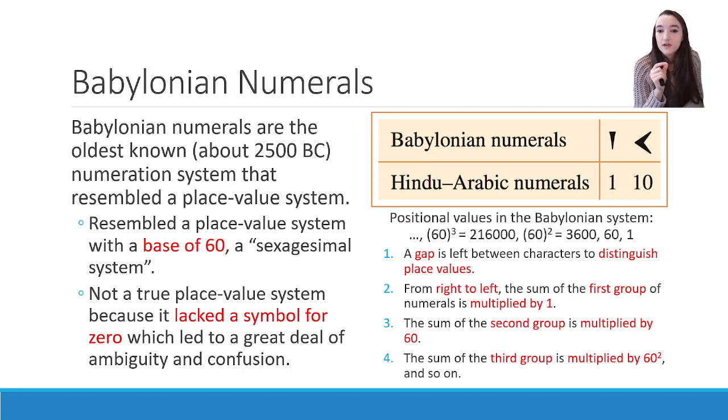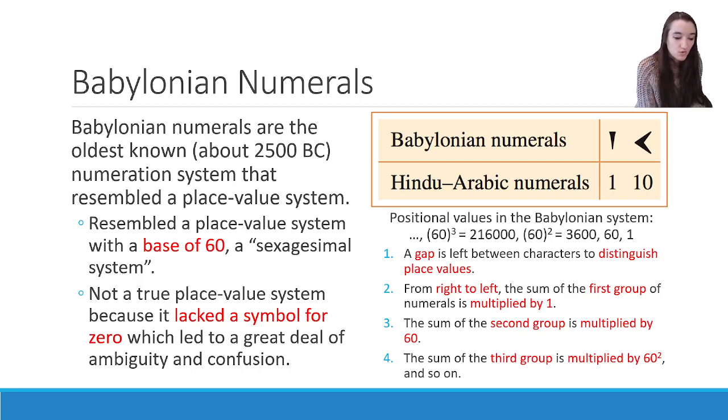So a gap is left between characters to distinguish place values. Again, a larger gap is left if there is a 0, but there has to be a gap anyway just to say this is the first number, this is the second number, because if you notice, the Babylonian numerals only really have 2 parts to them. There's a 1s and a 10s. You'll see what I mean by that once we see a picture of a number in action.